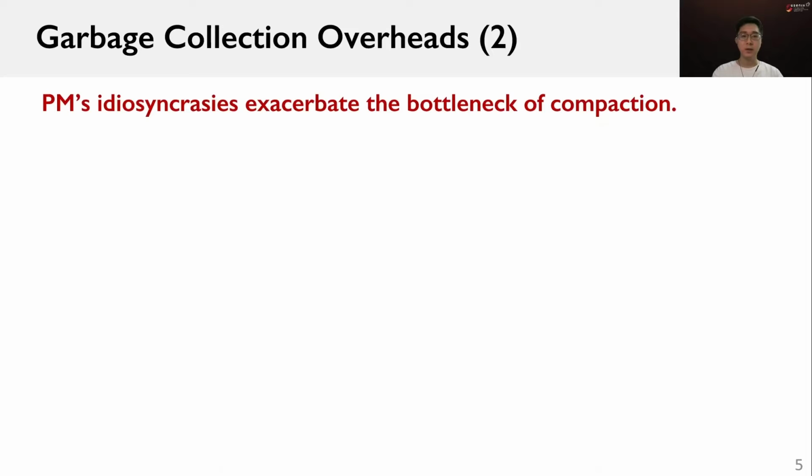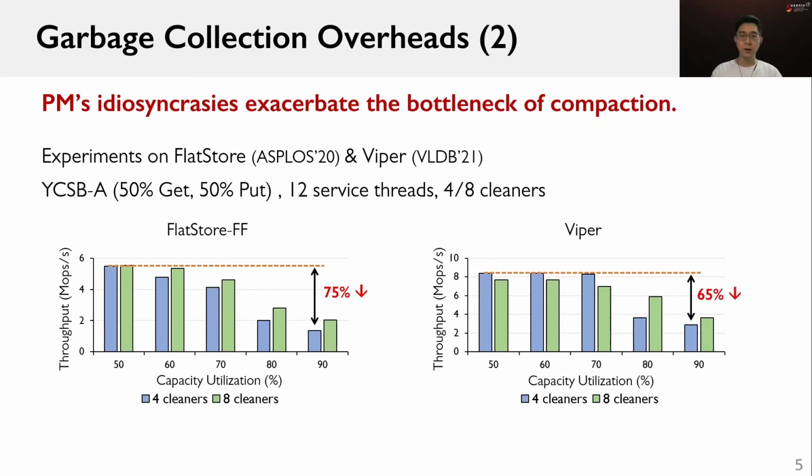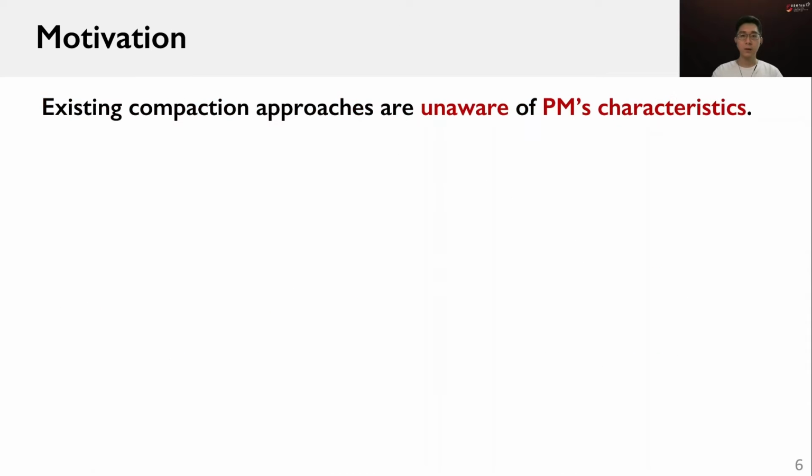We found that PM's idiosyncrasies exacerbate the bottleneck of compaction. We conduct experiments on state-of-the-art PM-based log-structured KV stores, Blackstore and Viper, under a typical YCSB-A-like workload. The figures show their throughput at different capacity utilizations. We found that at high capacity utilizations, the performance of both Blackstore and Viper drops obviously. Even if we double the cleaner threads from 4 to 8, the help is very limited.